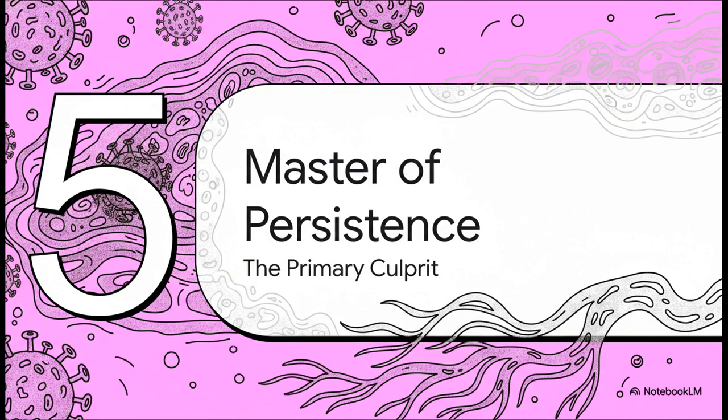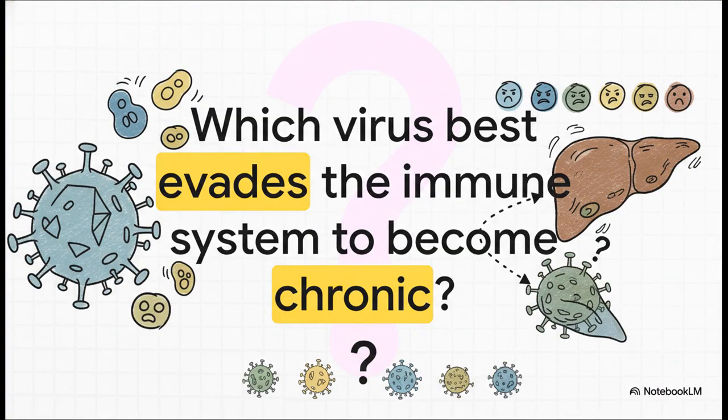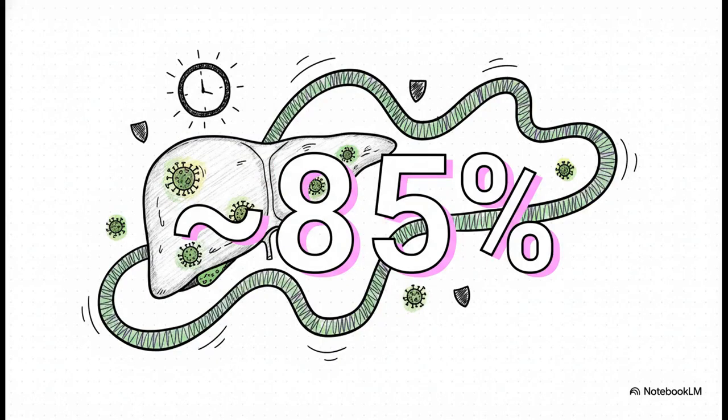So this brings us right back to our central mystery. With all the evidence laid out, it's finally time to identify our main culprit, the true master of establishing a silent, long-term presence inside the human body. So, which of our 5 suspects is the one that's most likely to dodge the immune system and turn its host into a chronic carrier, just silently damaging the liver for years or even decades without anyone knowing? The answer is, without a doubt, hepatitis C. With up to 85% of all its infections turning chronic, HCV is the undisputed master of persistence.